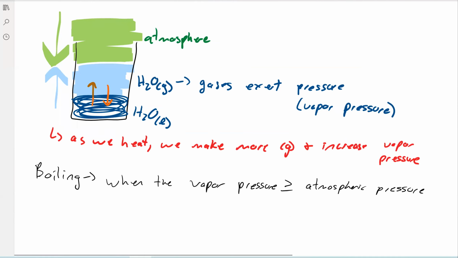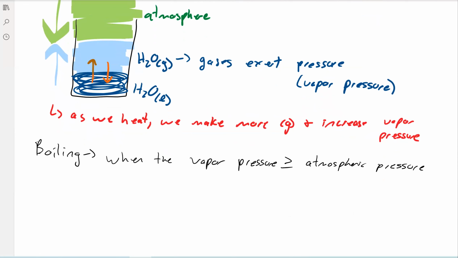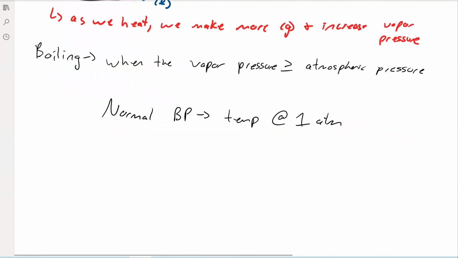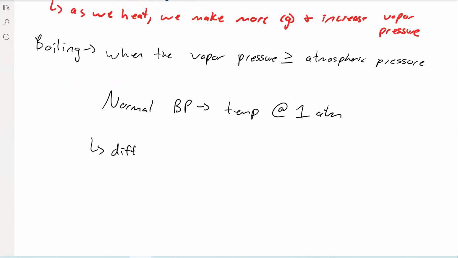And so when we say that water boils at 100 degrees Celsius, what we mean is that at 100 degrees Celsius, the vapor pressure is greater than or equal to the atmospheric pressure. But that's only under normal circumstances, so we call that the normal boiling point. That's the temperature at which you're going to boil at 1 atmosphere, at approximately sea level. But not everything is at sea level, right? If we have a different atmospheric pressure or different altitude, we're going to have a different boiling point.